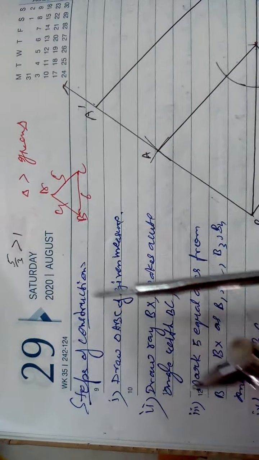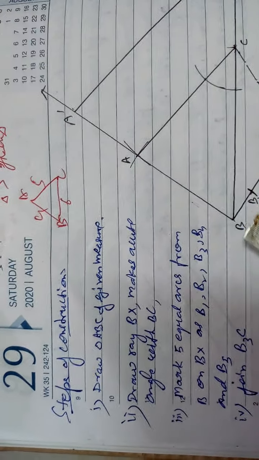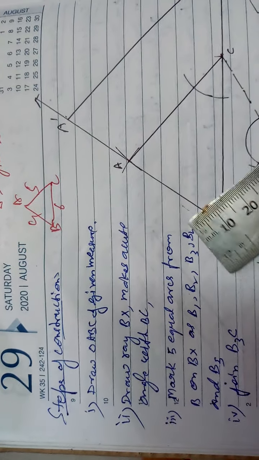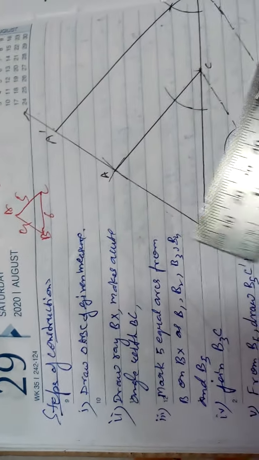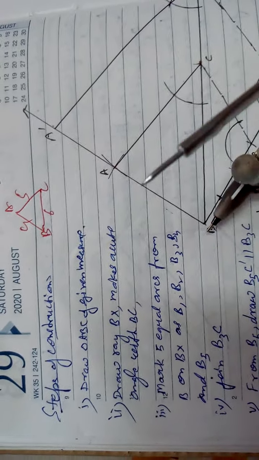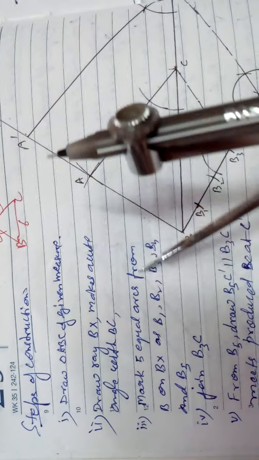After it is ready, what is the second step? First step is over. Draw ray BX that makes an acute angle. No measurement. Only put the scale like this, any angle; you can draw here, here, here. But it must be acute, not 90 or greater. Then mark 5 equal arcs.